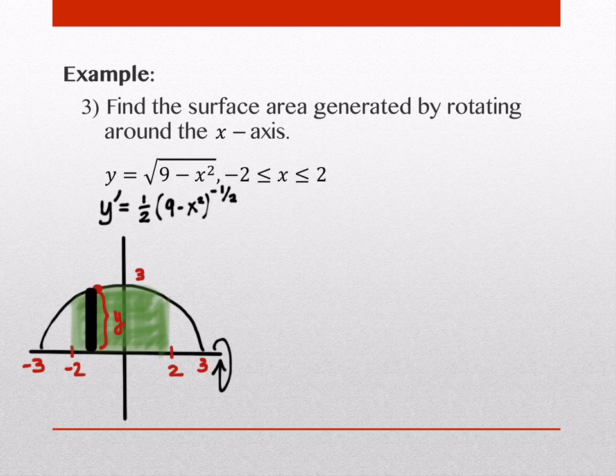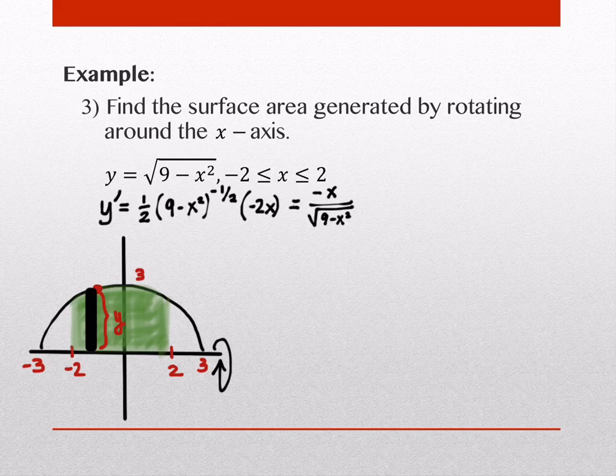To the negative 1/2, and then what? Times negative 2x. Okay, can we clean this up some? Sure. We're going to get x on top and the square root of 9 minus x squared on bottom. And it's negative, yes, thank you. Okay, so that's my derivative.